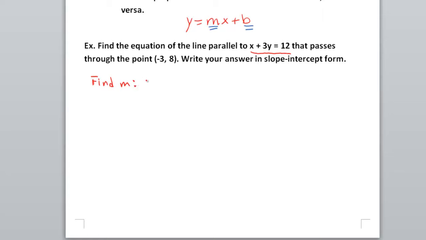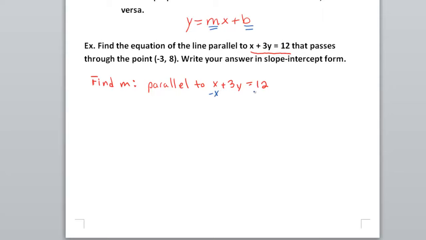Okay, so to find the slope of our line, we use the fact that it's parallel to this line. Since it's parallel to this line, it has the same slope as this line. So in order to find the slope of our line, we have to find the slope of this line. Let's rewrite this line in slope-intercept form so that we can see what our slope is going to be.